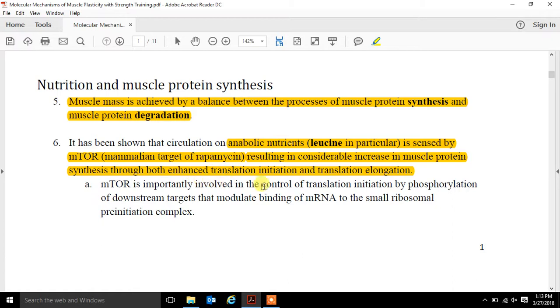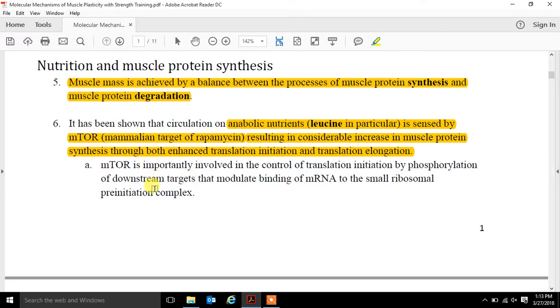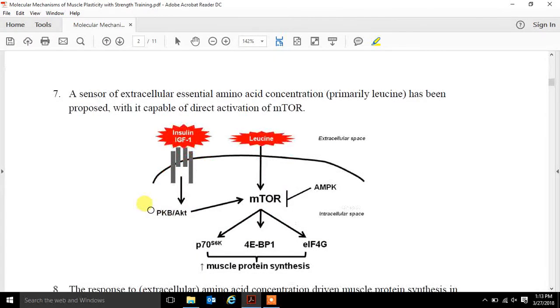So mTOR is involved in the control of this translation initiation, and it does so by targeting some downstream molecules that aid in the binding of messenger RNA to the ribosomal pre-initiation complex. I'm not going to highlight that here because we're going to talk about that in a little bit more detail in a couple pages here. But that kind of gives you an idea of how things are going to progress.